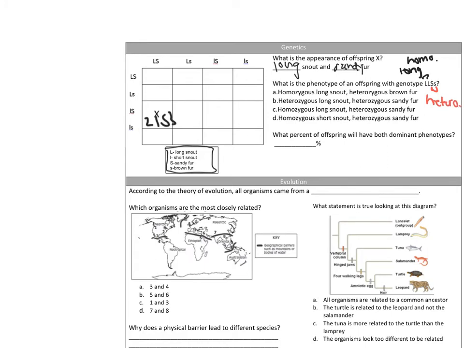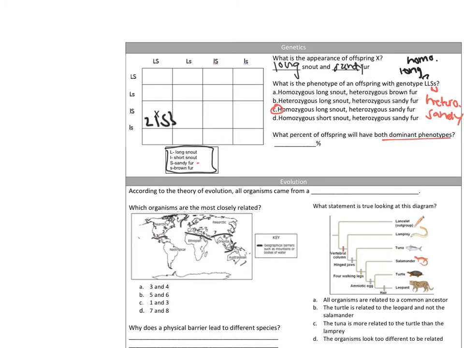And big S, little s, well, the big one is always going to beat out the little one. So go to my key here. Big S means sandy. So picking the correct answer choice there, we have homozygous long snout and heterozygous sandy fur. Now, what percent of offspring will have both dominant phenotypes?